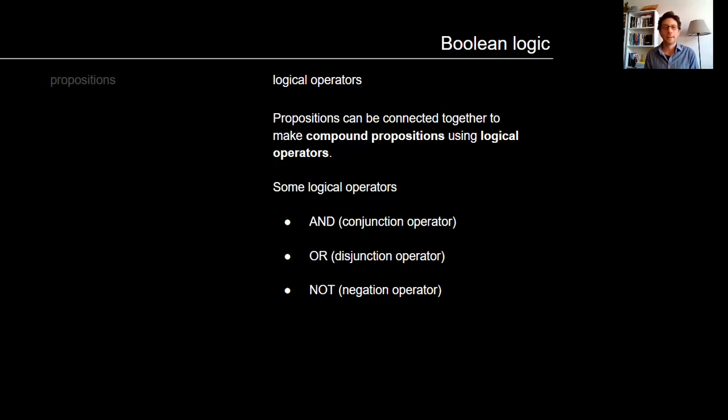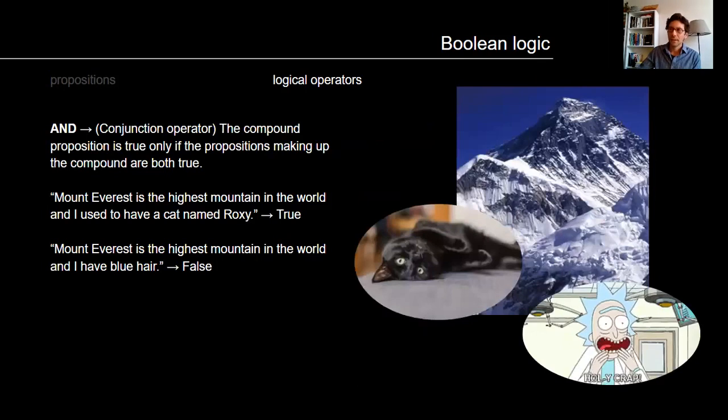Okay, and here are some alternative names that are used in the literature. For the and operator, we also say conjunction operator. For the or operator, we also say disjunction operator. And for the not operator, we also name it negation operator. Here is how we can use the and operator, the conjunction operator. This is the conjunction operator, and the compound proposition is true only if the propositions making up the compound are both true.